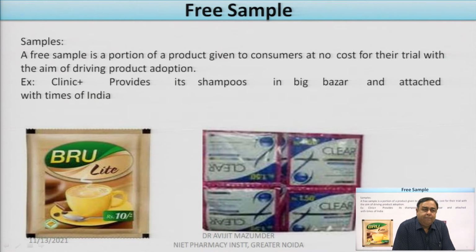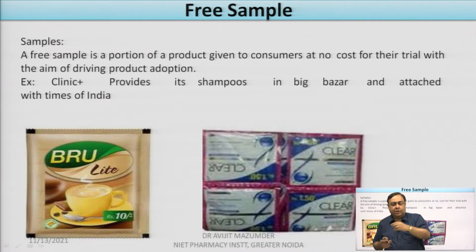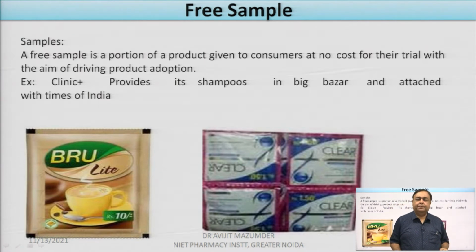A free sample is a portion of the product given to the customer at no cost for their trial, with an aim of driving the product adoption. All of you have come across a small sachet of shampoo which is sometimes attached to your paper. They are giving a small pack with the main pack.